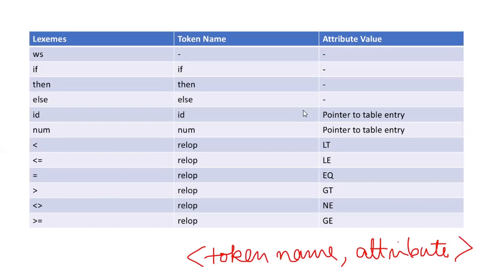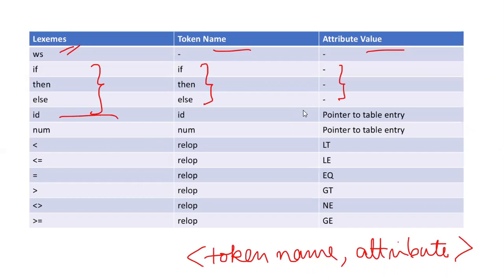If it's white space, WS, then as I have mentioned, it is not a token, and there are no attribute values. For the keywords if, then, else, these are tokens, and their token name is the same as that of the lexeme, but they do not have any attribute values. So if corresponds to the token if, then corresponds to the token then, and so on.